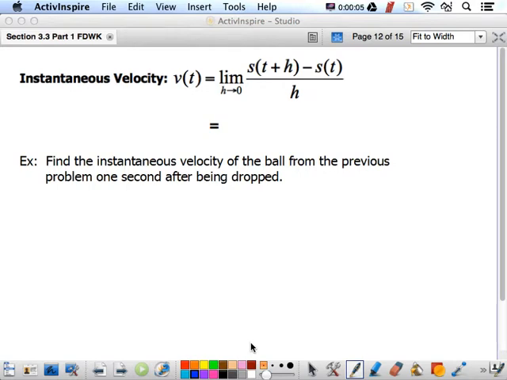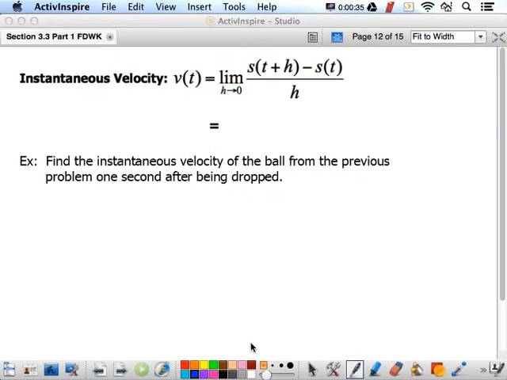Instantaneous speed. And we're going to think of it as velocity from here on, so that when things are moving towards the ground, it'll have a negative velocity rather than just speed, which is always just positive. So the sign will matter. But if we talk about instantaneous velocity, that's the limit as h approaches 0 of the position function replaced with t plus h minus the original position function, all over h. That calculates instantaneous speed, well, instantaneous velocity in this case.